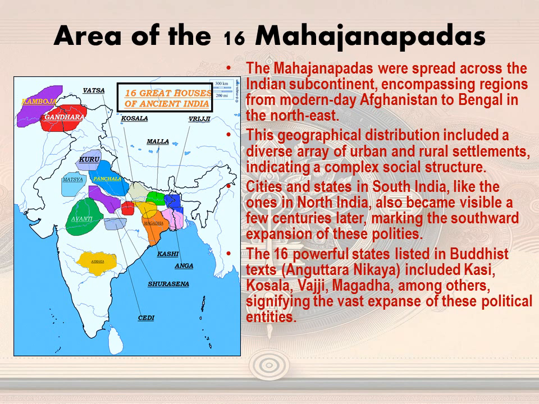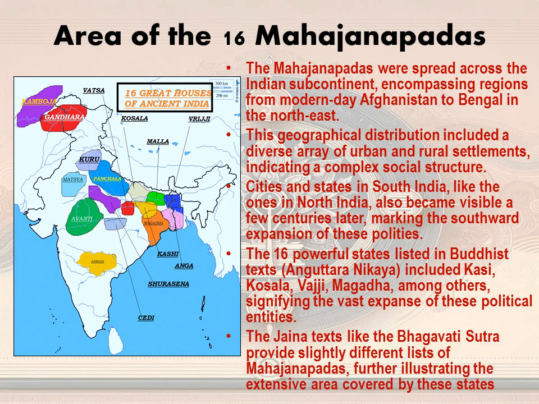The 16 powerful states listed in the Buddhist text, the Anguttara Nikaya, included Kashi, Kosala, Vajji, Magadha, among others, signifying a vast expanse of these political entities. So these are the significant states mentioned in the Buddhist text, specifically the Anguttara Nikaya. Jaina texts like the Bhagavati Sutra provide a slightly different list of Mahajanapadas, further illustrating the extensive area covered by these states.